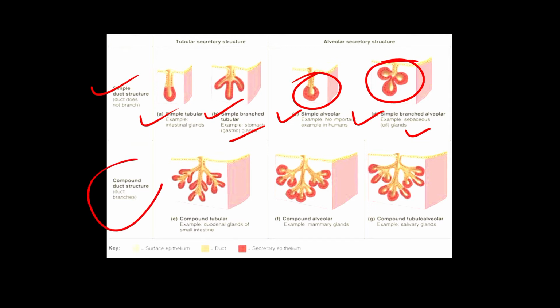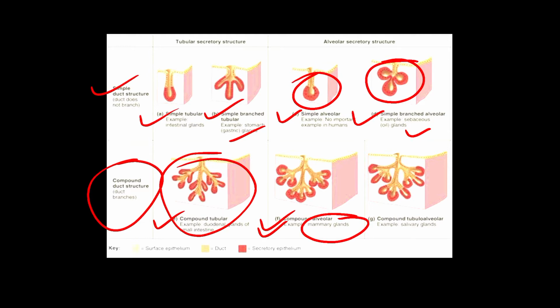After that, the compound ductular system, where the duct branches, that is compound tubular. An example is the duodenal gland of the small intestine, that is Brunner's gland, found in the mammalian duodenum. Then compound alveolar glands are the mammary glands, and compound tubular are the duodenal glands. After that, compound tubulo-alveolar are the salivary glands.